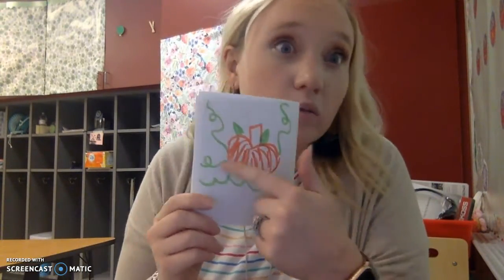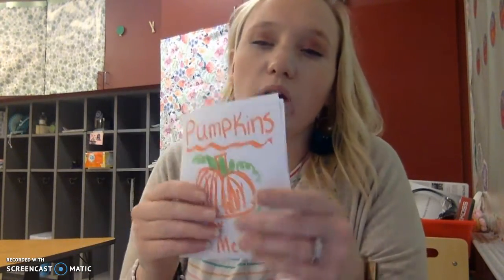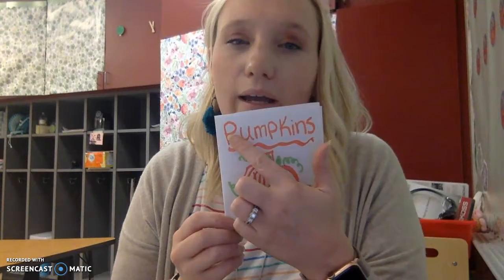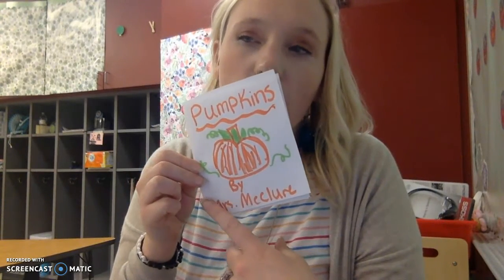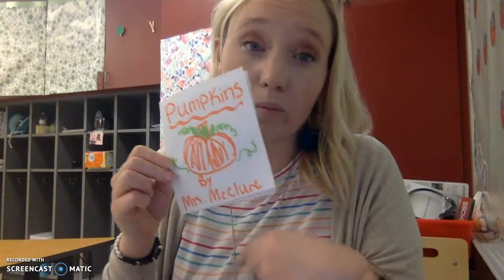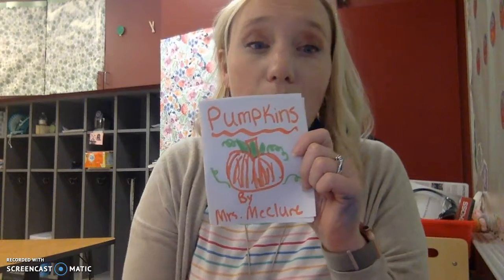All right, so now I have my back cover, and I have a picture of pumpkins because that's what we're writing about, or making our book about, is pumpkins. So I have my front cover that has my title, Pumpkins. I have the name of the illustrator and the author, which is Mrs. McClure, or me. And I also have a picture showing what my book is going to be about.